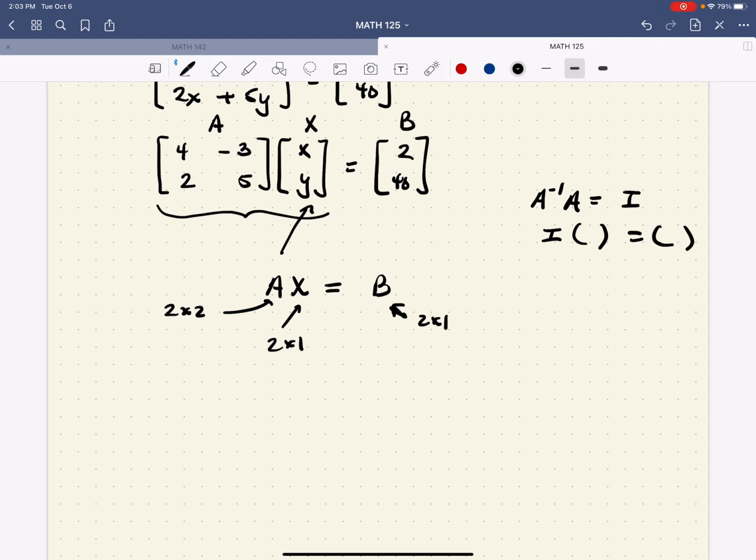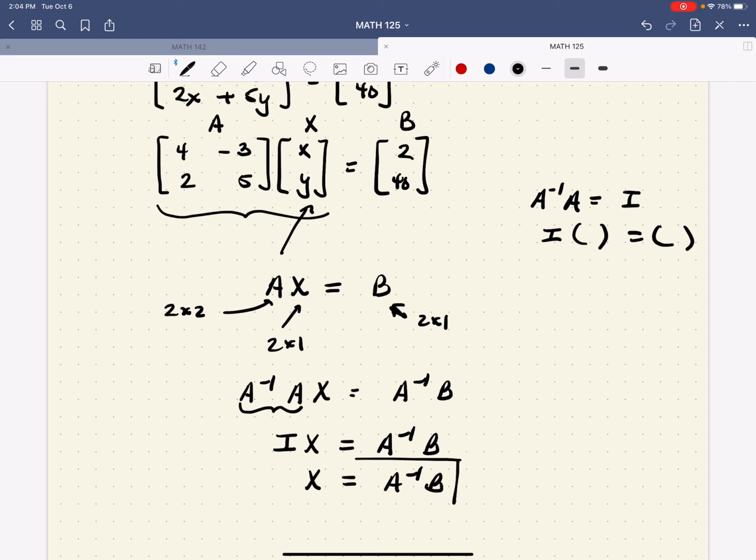So I'm going to multiply both sides by A inverse, and I'm going to do it on the left, because remember that order matters when we multiply matrices. I have A inverse times A, which I already know is the identity matrix. And I also know that the identity matrix times any other matrix is just that matrix. So right away, I have a formula for the solution to the system: X equals A inverse times B.